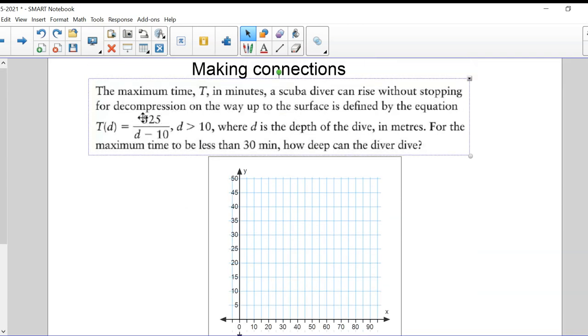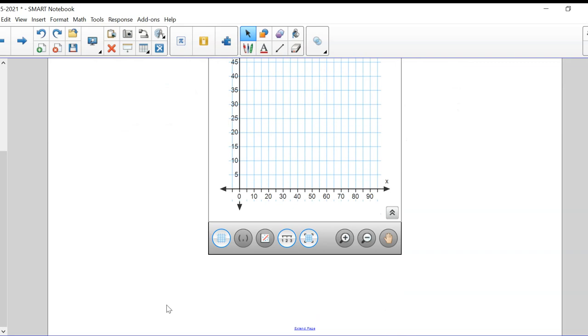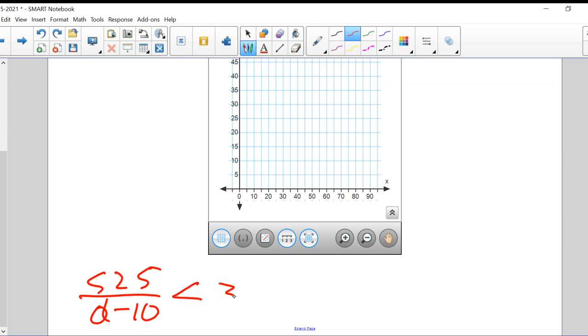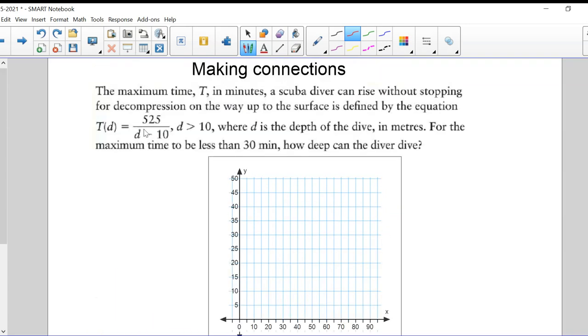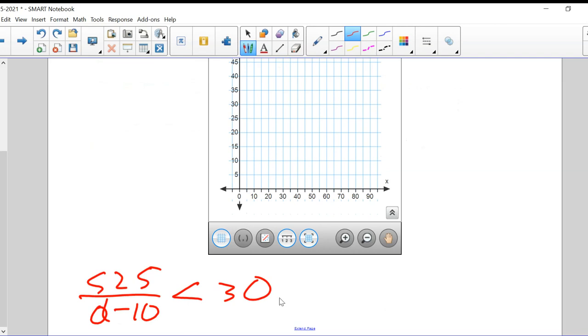So here's the function, 525 over D minus 10. I'm going to go ahead and write that in. So 525 divided by D minus 10 is less than 30, right? That's what we want. We want this maximum time to be less than 30. This gives us the time based on the depth. So how do we solve this?